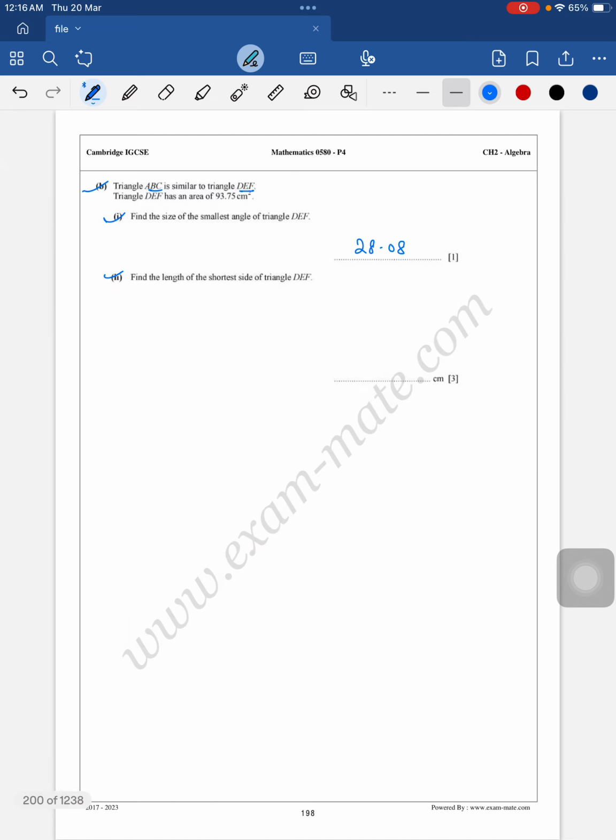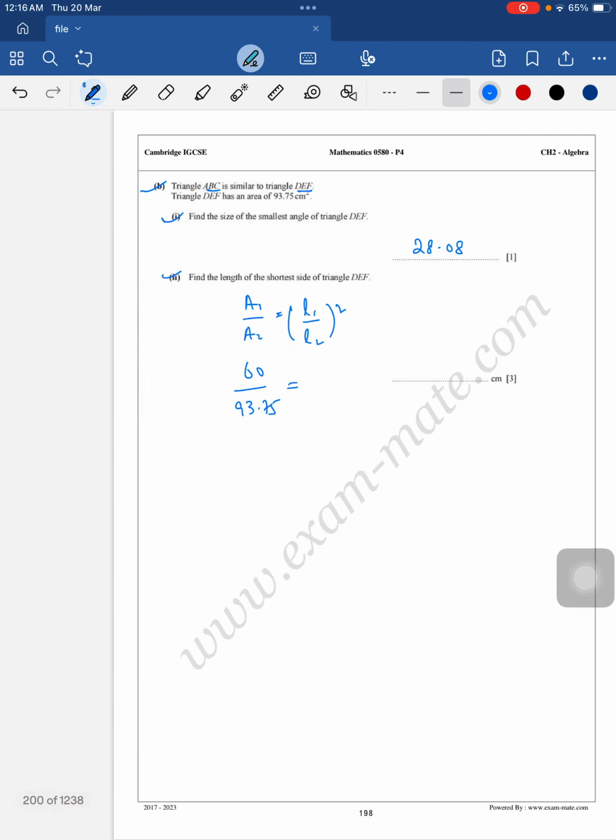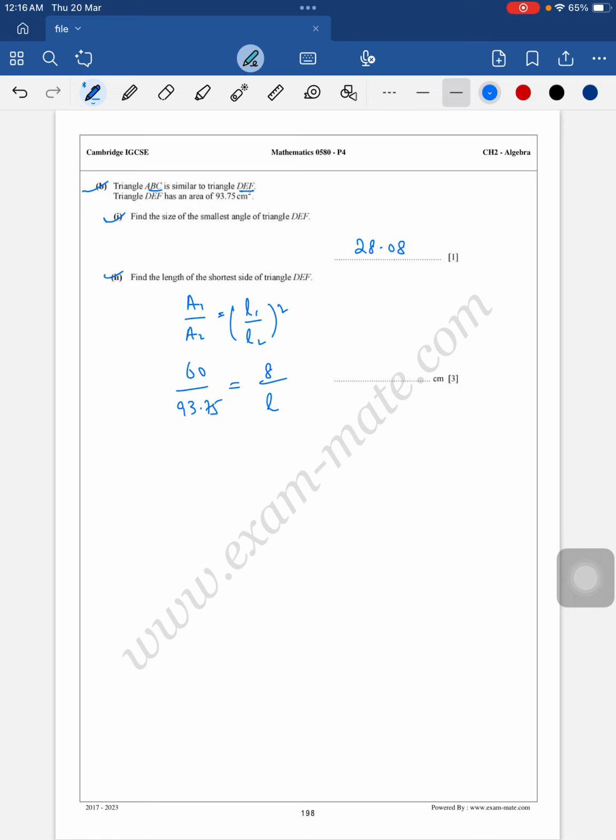So I have the shortest side in triangle ABC is 8 centimeter, and I know both areas of the triangle. So I can apply the formula A1 upon A2 is equal to L1 upon L2 the whole square. So A1 is 60 and A2 is 93.75. Corresponding to A1, I have the side 8 centimeter, and corresponding to A2, I have to find out, right?